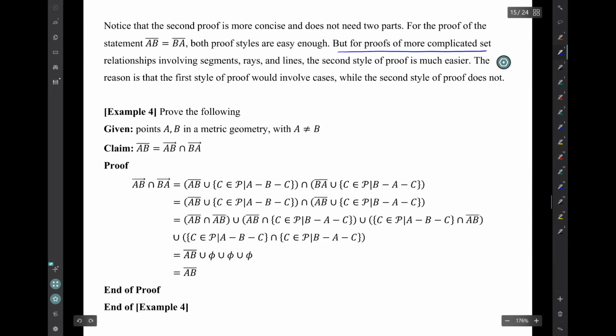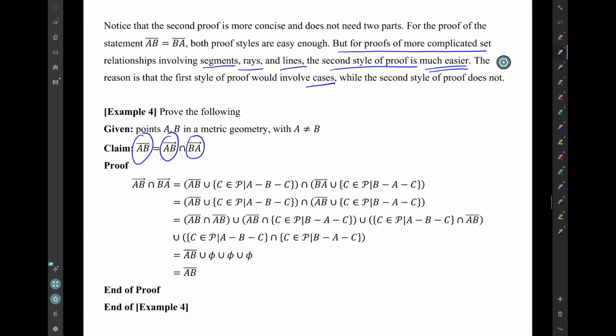For some proofs involving more complicated set relationships among segments, rays, and lines, the second style of proof is much easier. The reason is that the first style of proof would involve cases, sometimes many, many cases, while the second style of proof does not. So here's an example of what I mean. Prove this. Given points A and B in a metric geometry with A not the same point as B, the claim is segment AB is equal to the intersection of ray AB and ray BA.